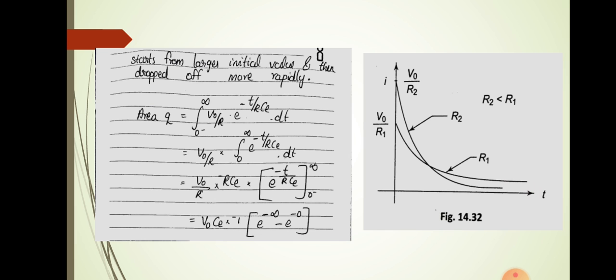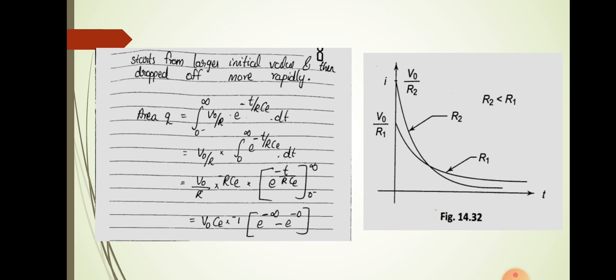But here there are two curves, so the current corresponding to R2 will be higher and it will decay exponentially in a faster manner. Similarly, when we are drawing the current and time curve for R1, it will also decay exponentially, but it will take a longer time compared to R2.